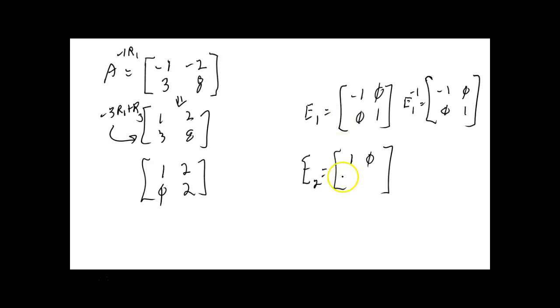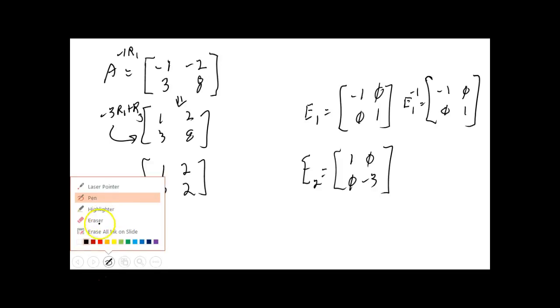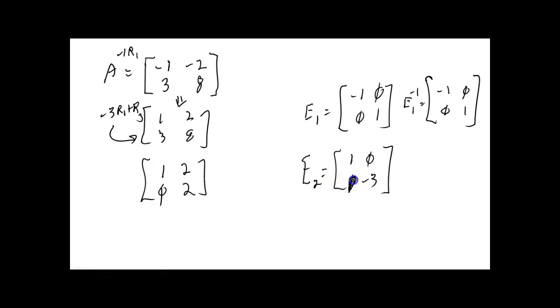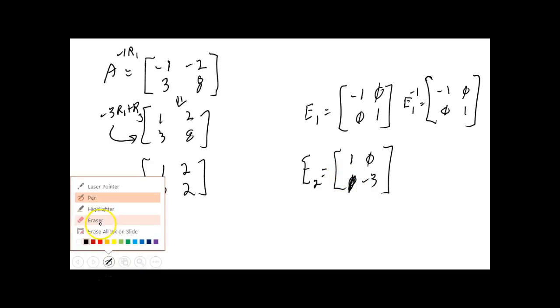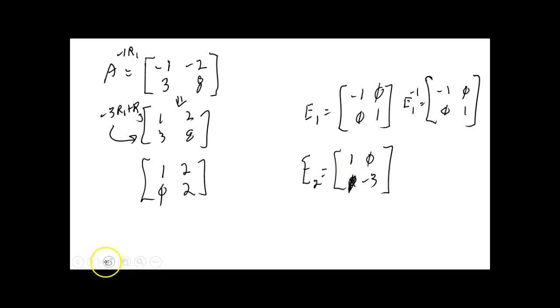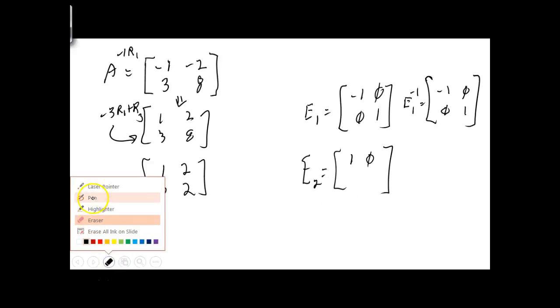And the next, 0, -3. No, you're right. I'm sorry. You were right. -3, 1. Yuck. Can't get my eraser to work. There we go. Yeah, -3, 1. Sorry, I put it in the wrong place.